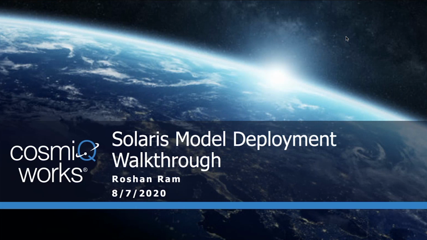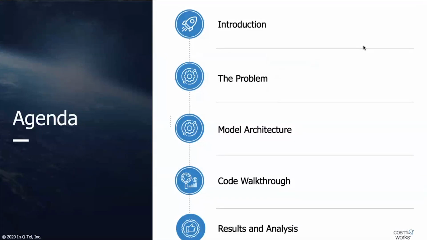In the next 15 to 20 minutes, I'll be walking you through how to use Solaris, our geospatial deep learning software package. First, I'll give an introduction to Solaris and SpaceNet to set the context. Then we'll look at our use case or problem for today's setting. And then we'll look at the model architecture that we'll be implementing. Next, we'll go through a brief walkthrough of the code, and finally, we'll wrap up by analyzing the results.